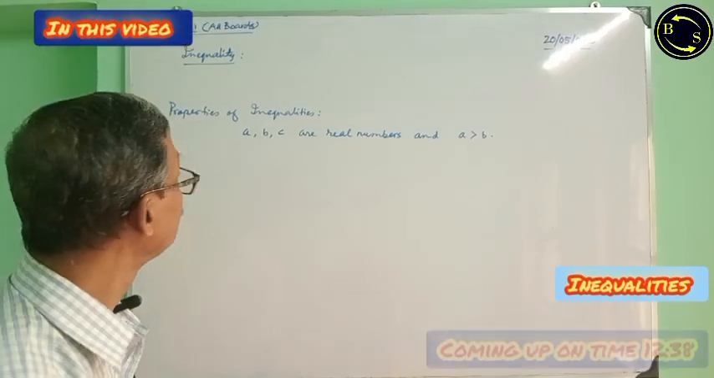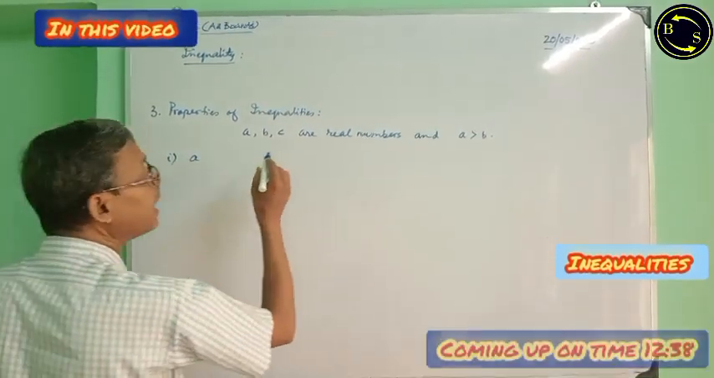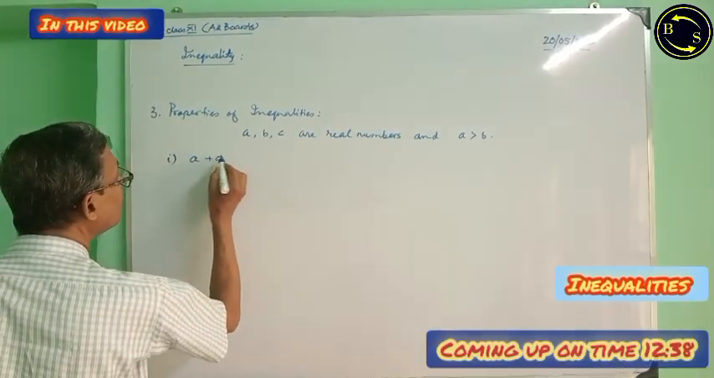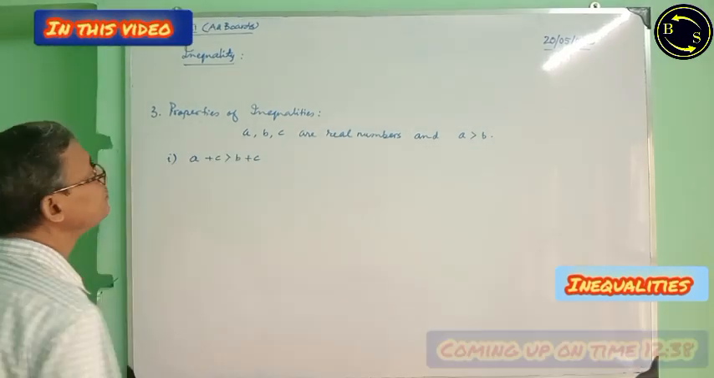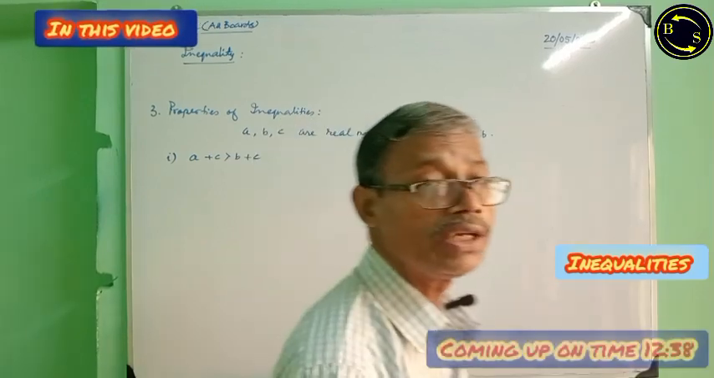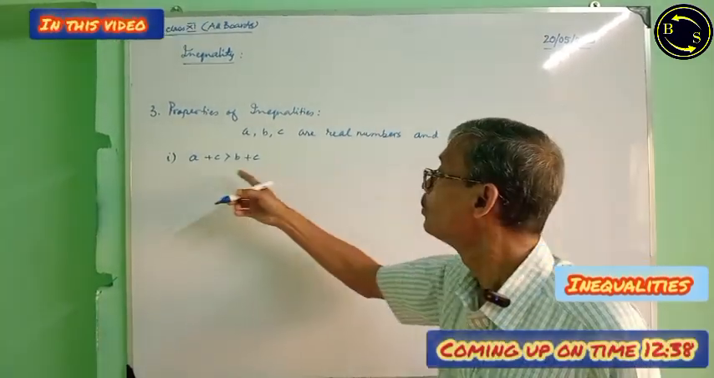A greater than B. Then, property: if I now add C to this side, then the inequality greater than will hold.